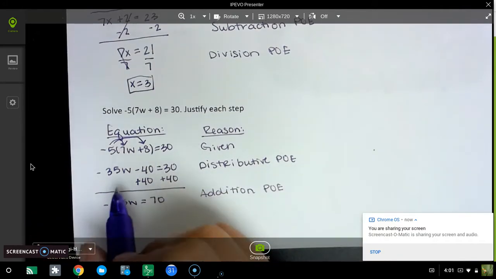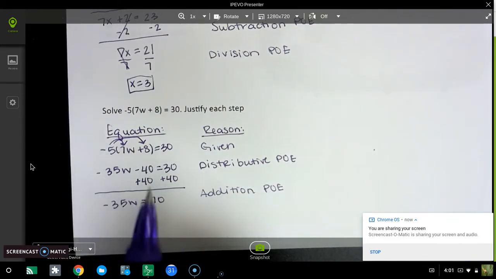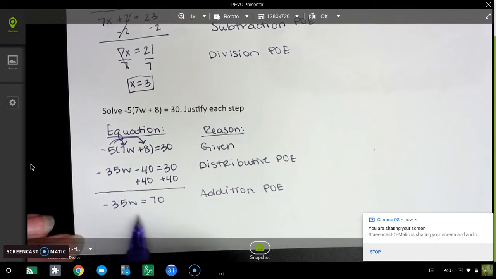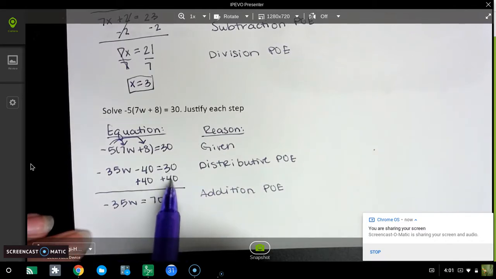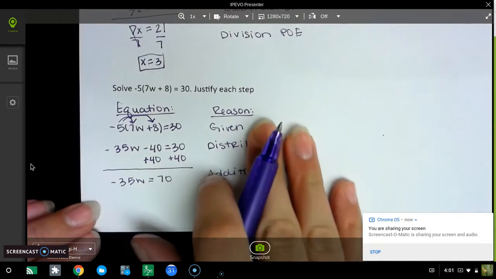Okay, if you added -35w to both sides, that's still going to be addition property of equality, and you are going to just have to do one more step by subtracting 30 from both sides, and then that reason would be subtraction property of equality. And then we would all be caught up.